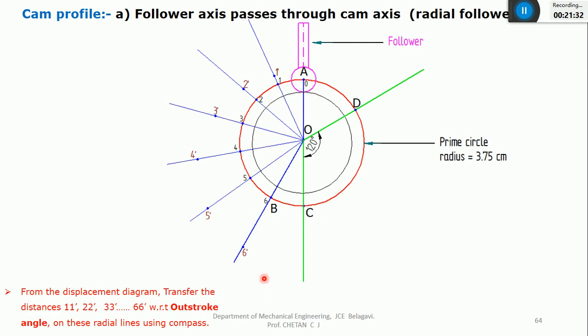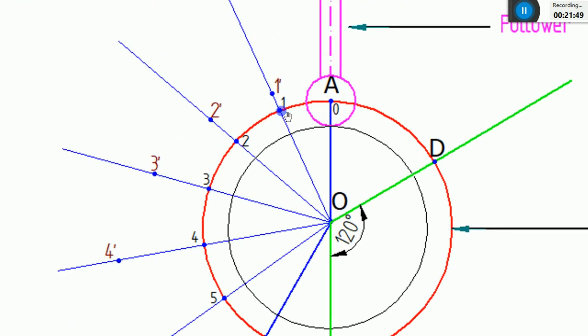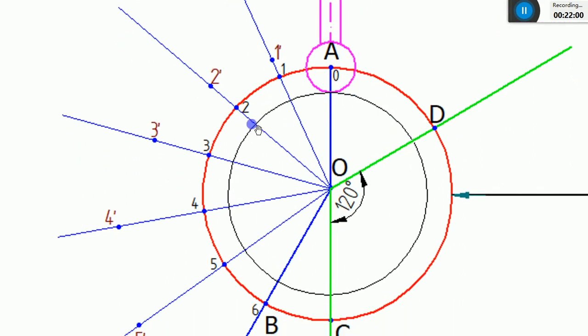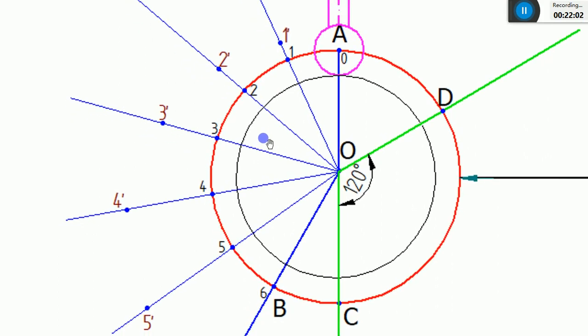Sir, from prime circle, no? Yeah. Distance from the prime circle. Correct. Because these points 1, 2, 3, 4, 5, 6 are present on this prime circle only. The reference is this only, the prime circle. Just ignore this base circle. Don't worry about this base circle. Okay. Is that clear? Yes, sir. Clear.